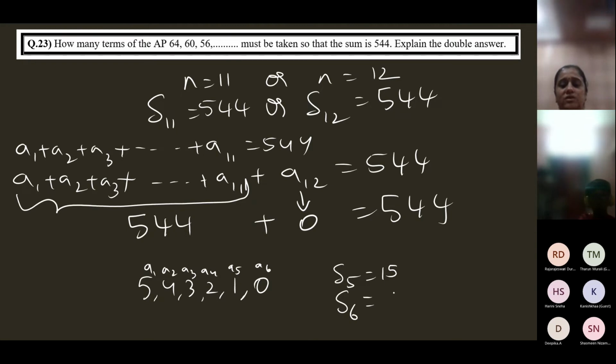First 6 numbers. You're saying 15 again. How can you get the same sum? That's because the 6th term is 0. From here to here, the sum is 15. And since the 6th term is 0, S6 is also 15.